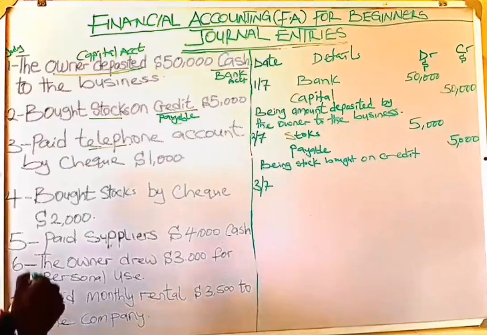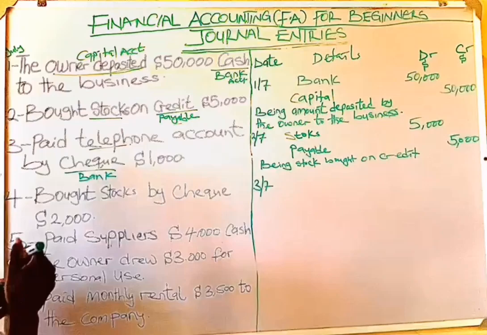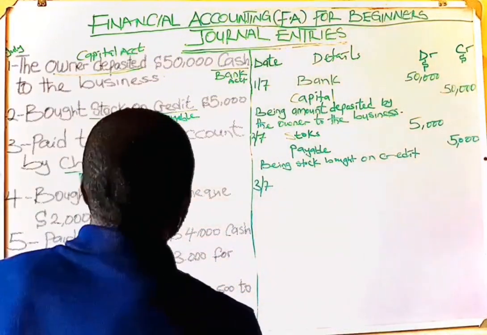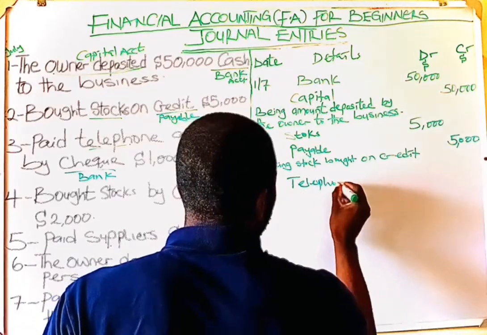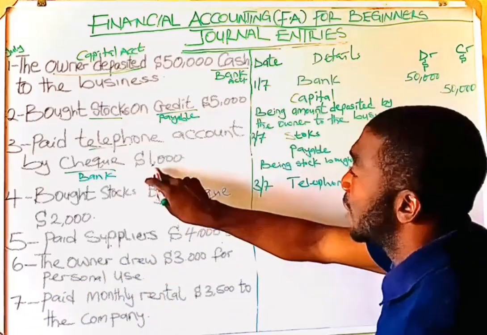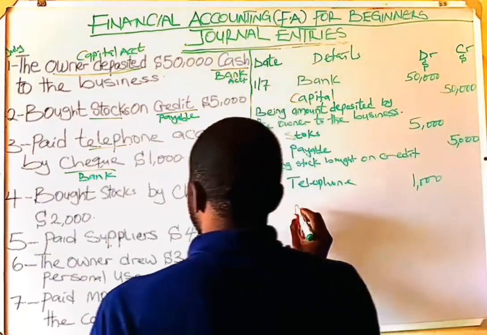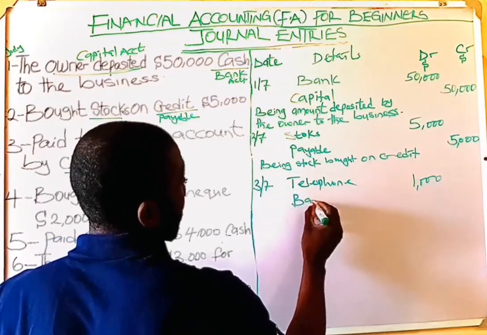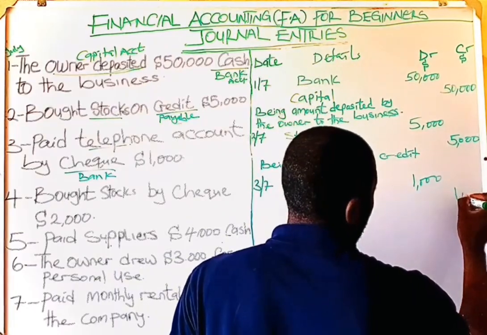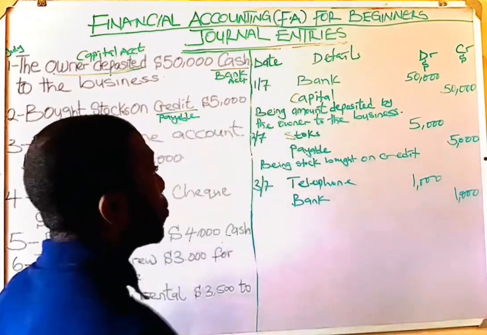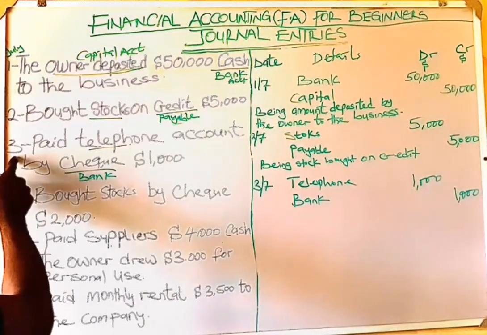So this is the credit part of it. Bank is credit, and telephone is debit. Telephone is receiving it. Now, you start with the debit account, telephone. You say the amount is $1,000. And bank is decreasing with $1,000. So as you can see, this is the 3rd transaction.